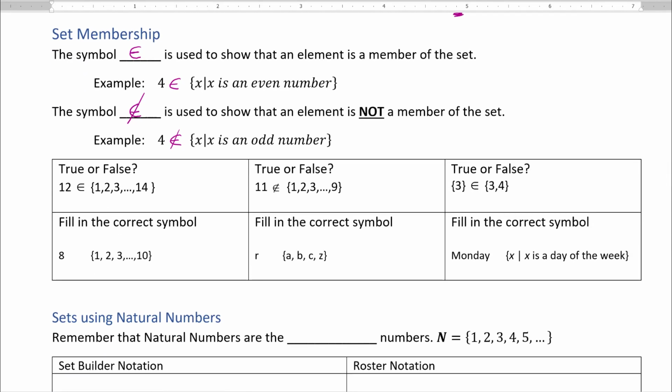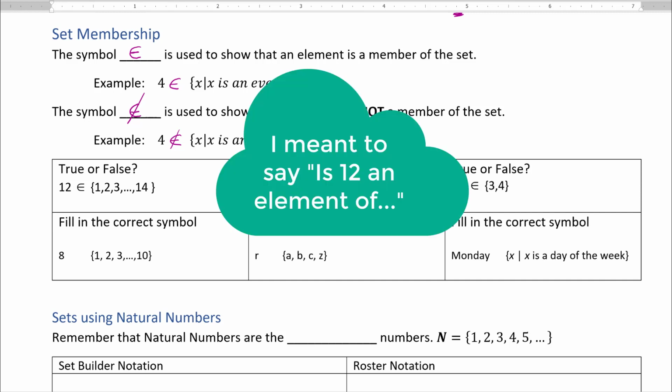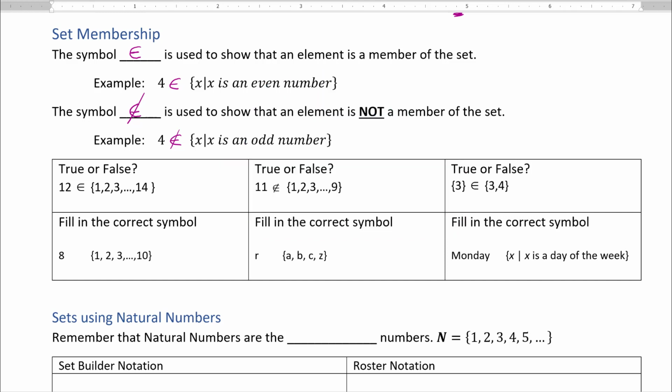So let's do some true false. Is 4 an element of the set 1, 2, 3, 14? Well, each one of these is a natural number from 1 to 14, and 12 is, so this is true. True or false? 11 is not an element of 1, 2, 3, all the way to 9. Well, 11 is greater than 9 and it stops at 9, so this is also true.